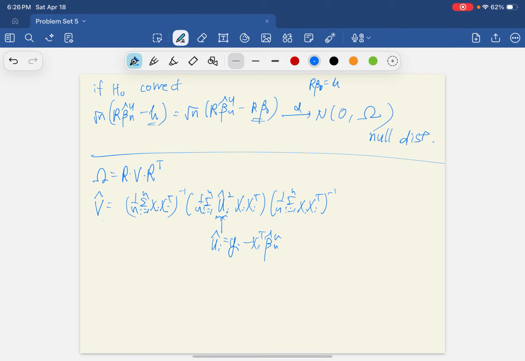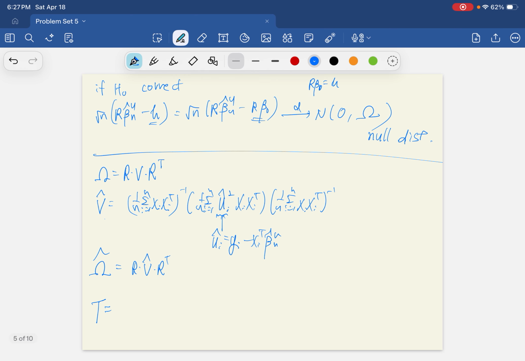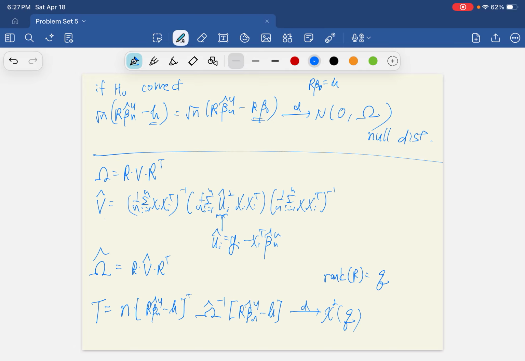And then given this OLS variance matrix, your omega hat matrix will be R times V hat times R transpose, because R is known. You can calculate the matrix R, you know that. So omega hat can be calculated, and then the test statistic will be this guy. Rearranging that, n times R beta hat n minus H transpose omega hat inverse times R beta hat n minus H. That converges to chi-square Q because we assume that the rank of R is Q, right?